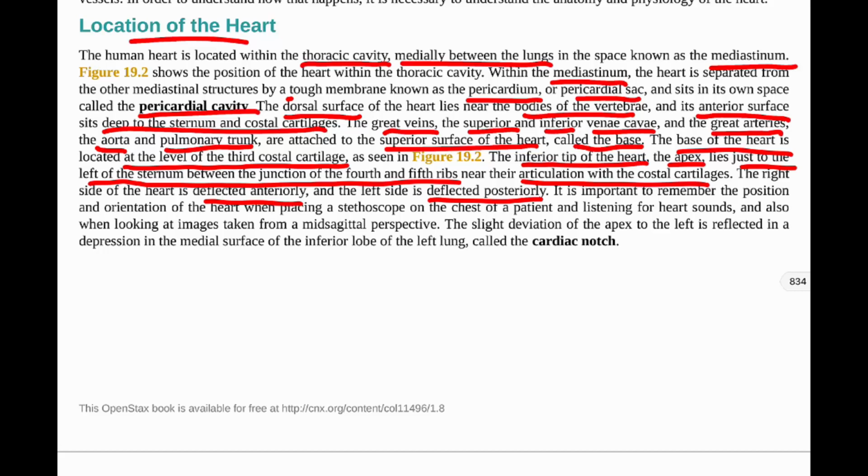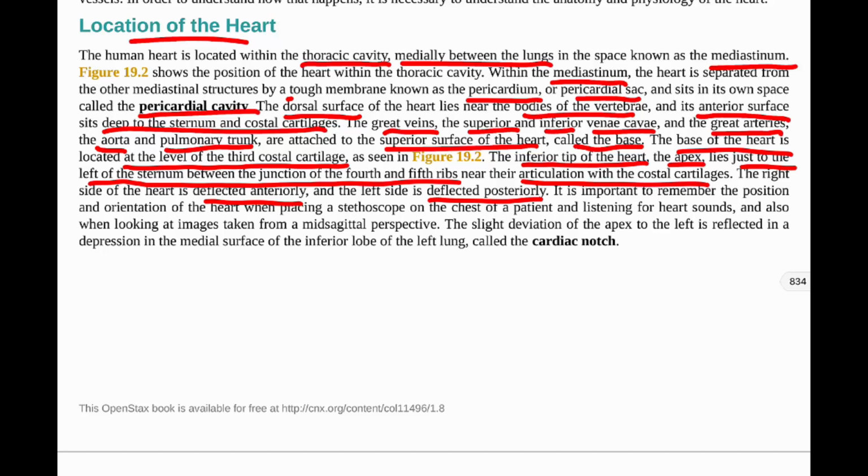So we see this shifting inside there. The right side of the heart is a little more anterior, the left side is a little more posterior, so it's at an angle. It's important to remember the position and the orientation of the heart when placing a stethoscope on the chest of a patient and listening for heart sounds.